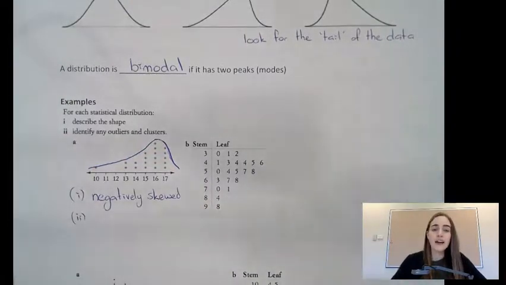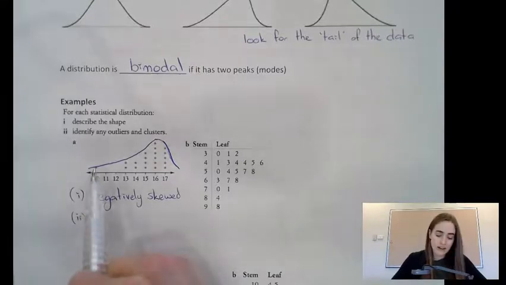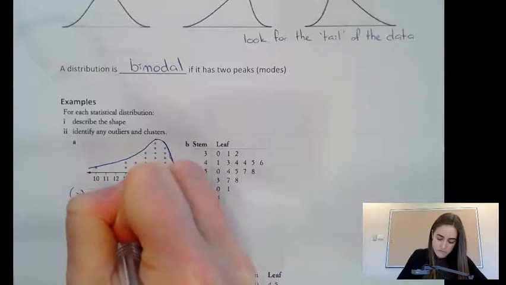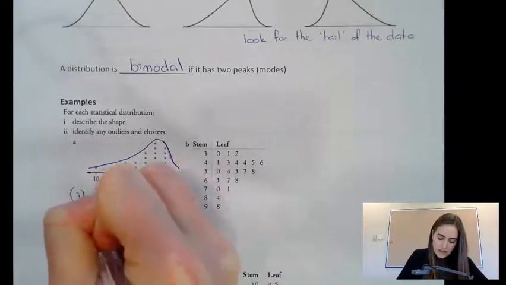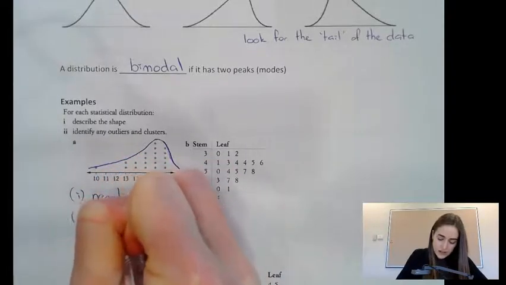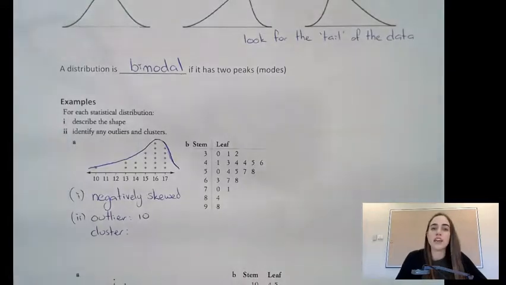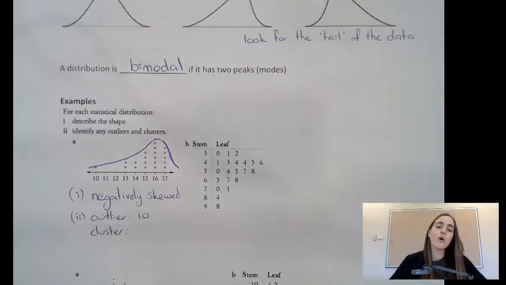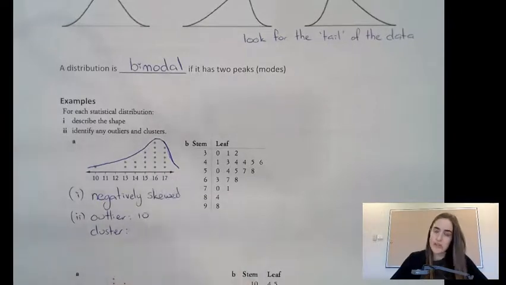Part two asks us to identify any outliers and clusters. So outliers are the scores that are down on their own, so that would be a 10. And the clusters are where our data is bunched together. So again, it's a little bit ambiguous. You could kind of say that the cluster is from 13 to 17, or we can just say where the main bulk of the data is. So we could say between 15 and 17.